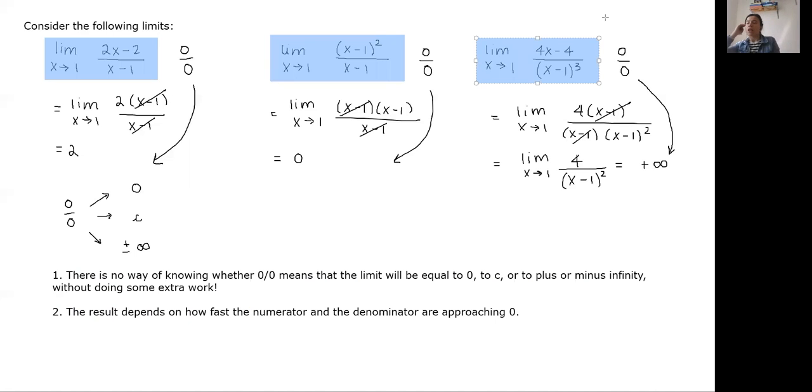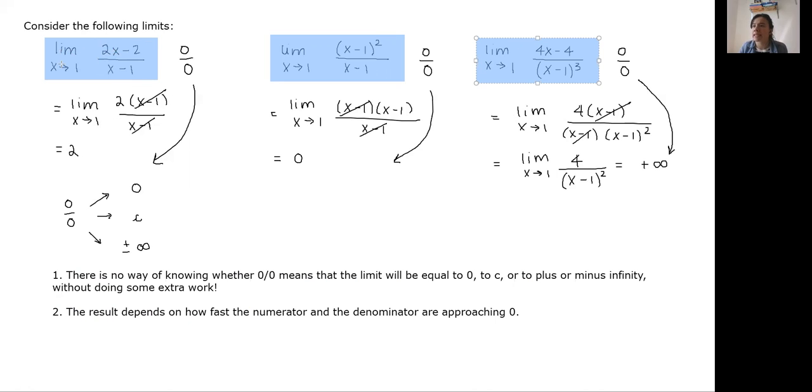Okay, so to talk about why this can be equal to different results, I want to start by understanding what it means for the limit to be equal to a constant, to 0, or to plus infinity. And to do that, consider, for example, this case. We have the limit of (2x minus 2) over (x minus 1) as x goes to 1.